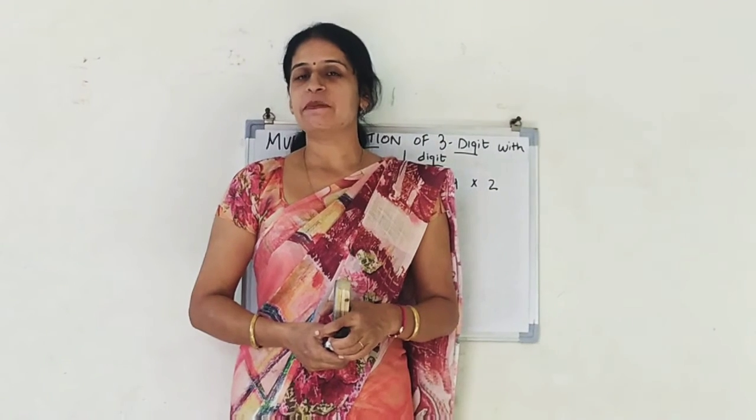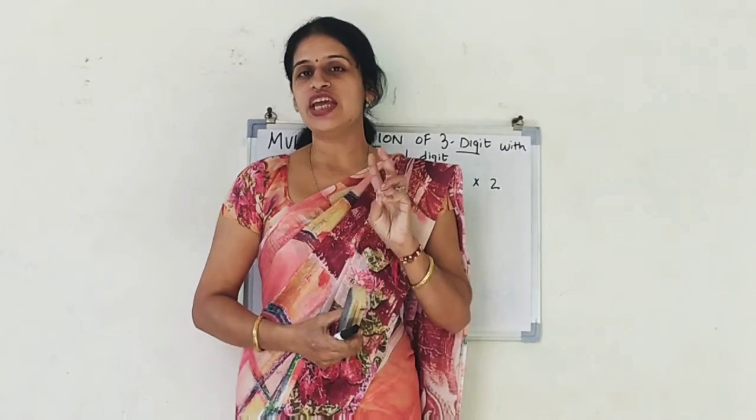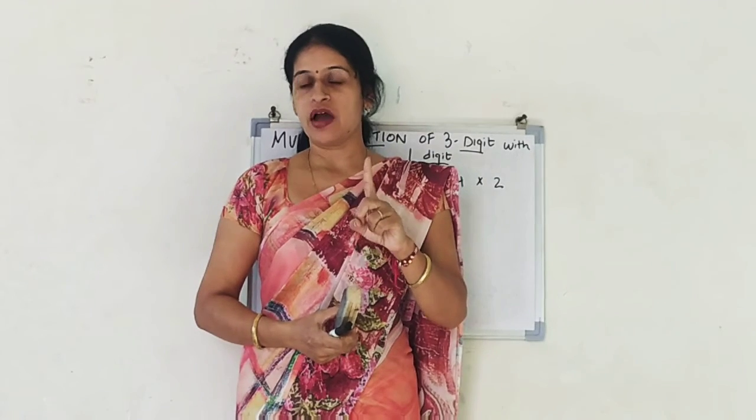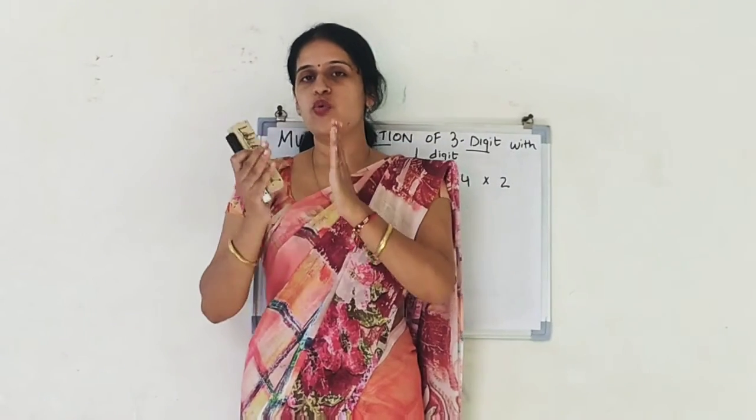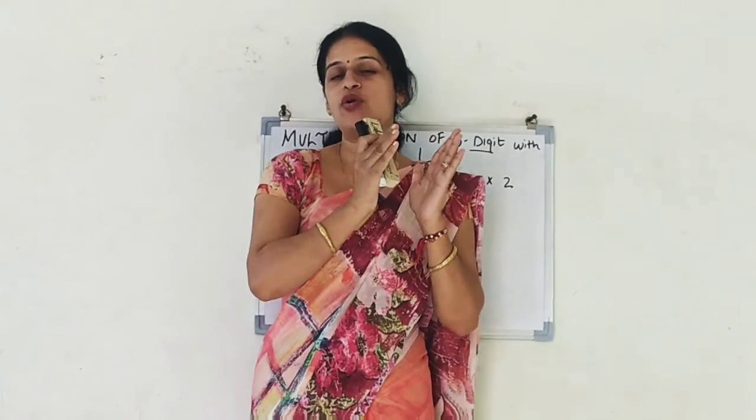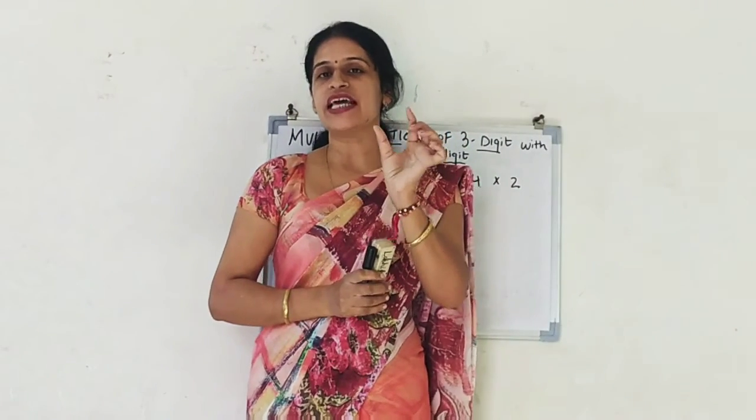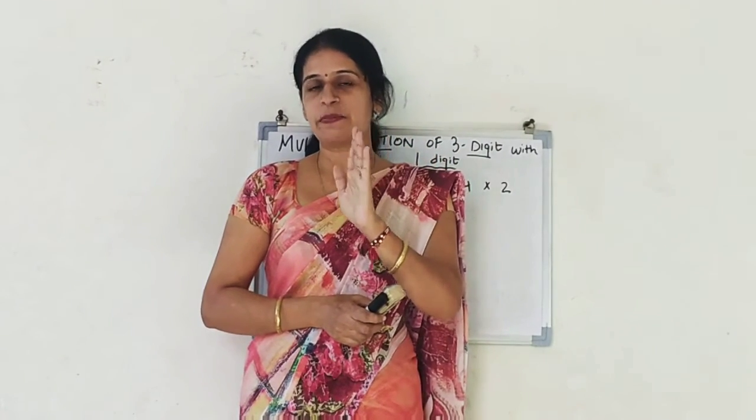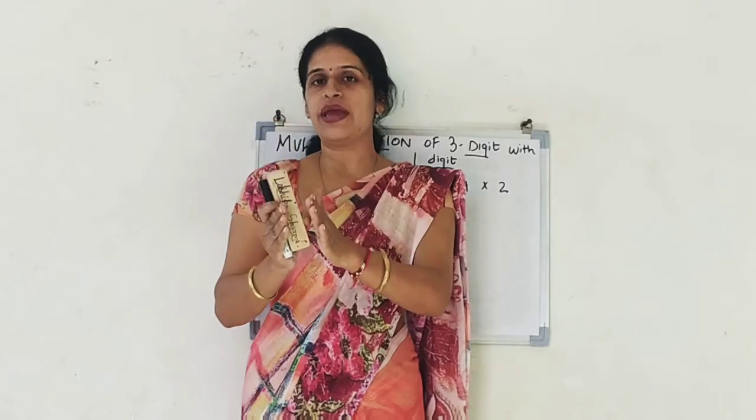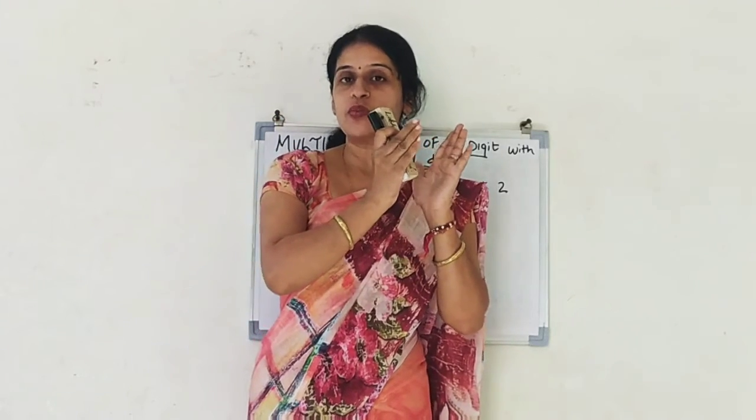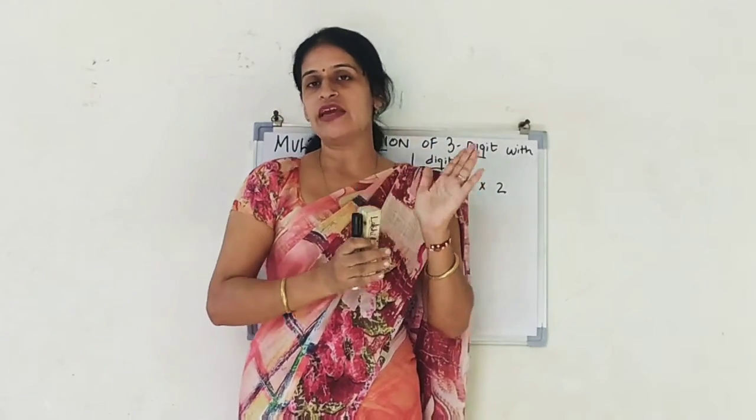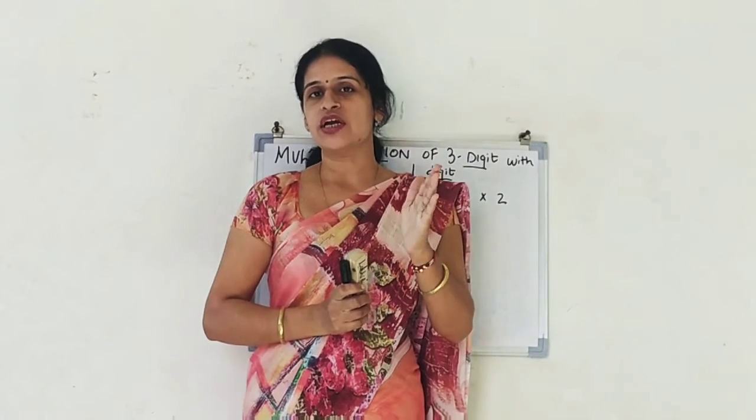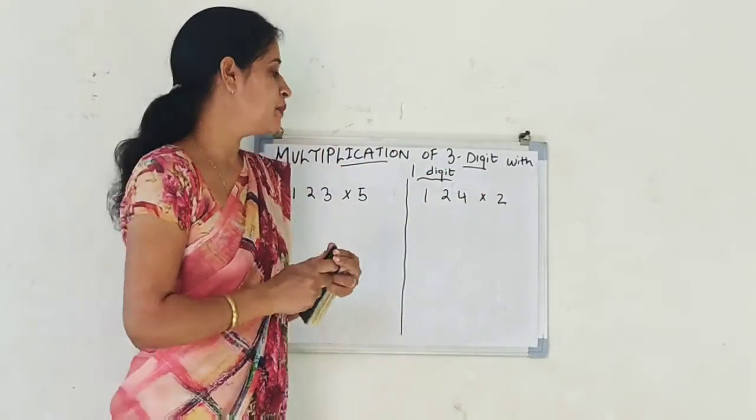Today we will be learning multiplication of a 3-digit number with a 1-digit number. How? We will do it with grouping and without grouping. You have heard that word grouping even in addition and subtraction. We did the sums with and without regrouping. So today even multiplication we will learn by grouping and without grouping. So let us start the multiplication.